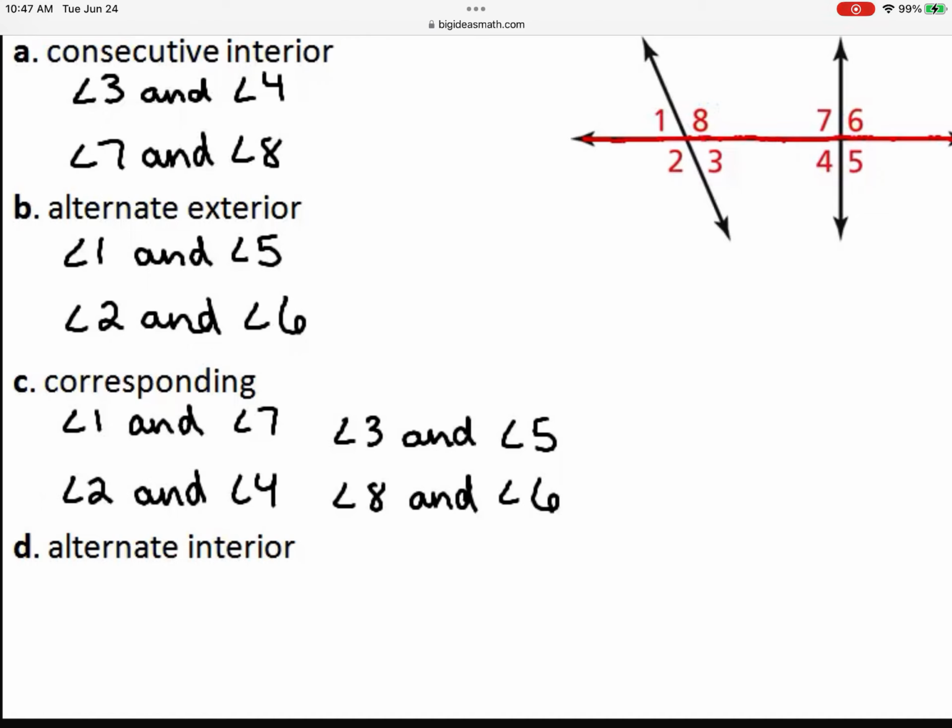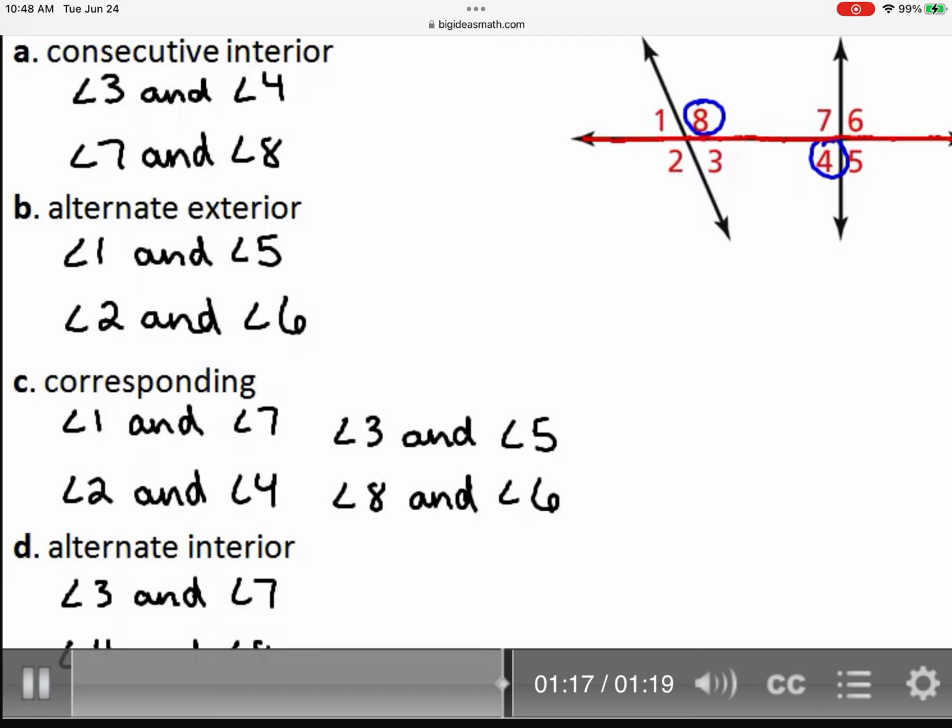Part D. Alternate interior. Two angles are alternate interior angles when they lie on opposite sides of the transversal and inside the lines. So angle 3 and angle 7 are alternate interior angles, and angle 4 and angle 8 are alternate interior angles.